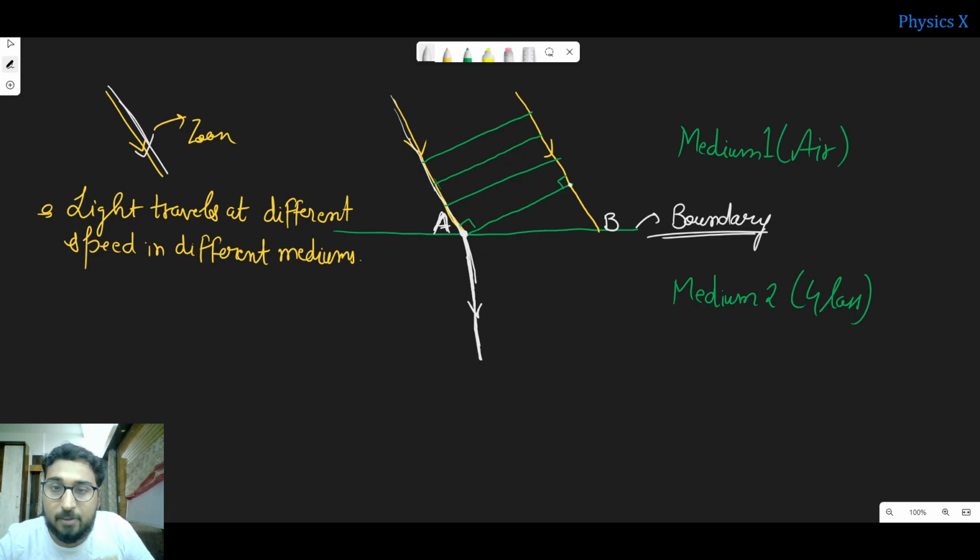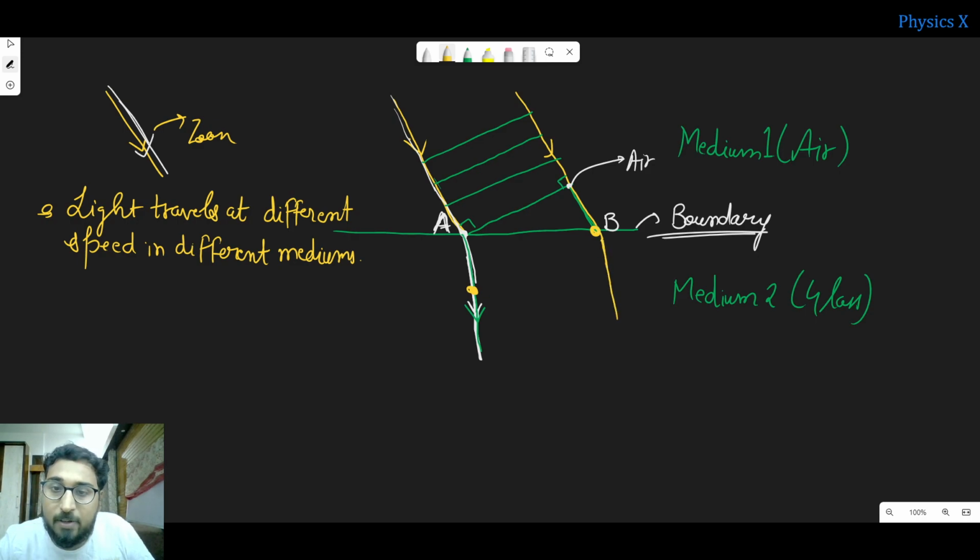If we consider the normal, the right-hand side of this ray of light is still traveling in air. At this instant this part of the ray is still in air, so it will continue to travel straight, whereas this part will slow down a bit because of the change in medium. The bend will now change at point B, where this part of the ray will see a gradual decrease in speed.